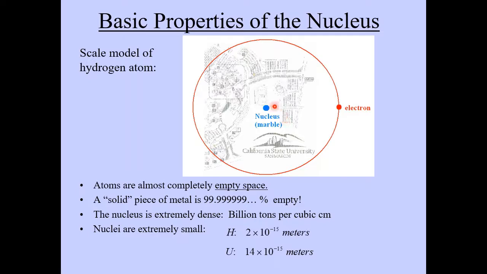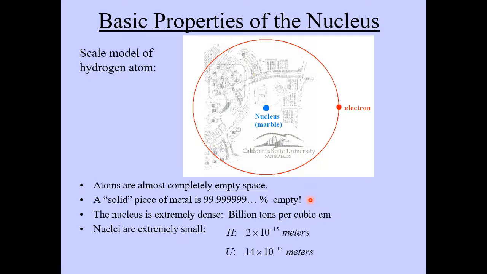The amount of space between the tiny little nucleus and the electron is enormous compared to the size of the nucleus itself. So even a piece of solid metal, like a solid piece of iron, is 99.9999999, and it keeps going, percent empty. So with solid materials, it's kind of surprising to think that a piece of rock or a piece of metal is actually almost all empty space.